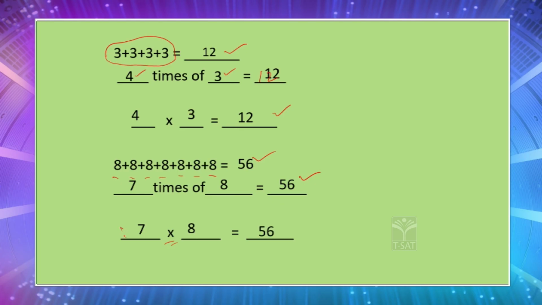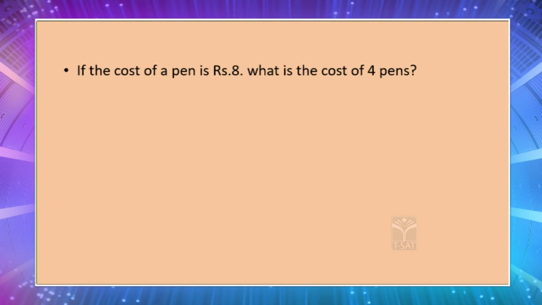Here, 7 into 8 means what? 7 eighths. That means 8 plus 8 plus 8 plus 8, 7 times. Not 8 sevens, but 7 eighths. If you write 8 into 7, it means 7 plus 7 plus 7 plus 7 plus 7 plus 7 plus 7, 8 times. 8 into 7 means 8 sevens. We are adding 7, 8 times. So, 7 into 8 means 7 eighths, right? So, we will go for another situation.